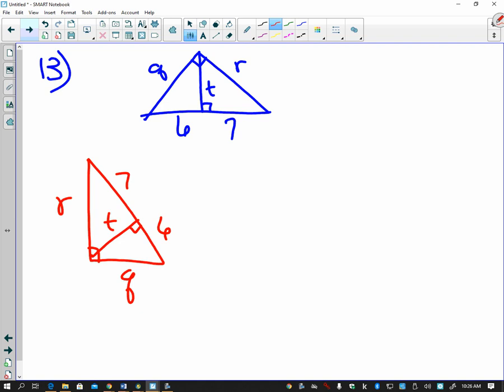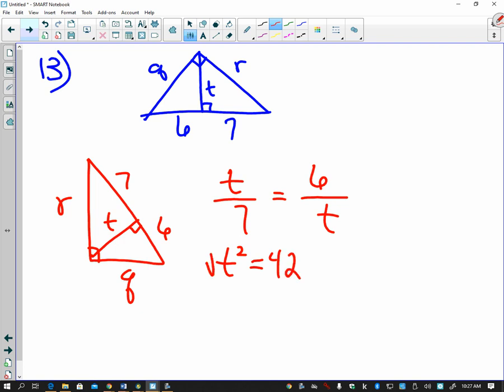Now there's, let's see. If I don't have this wrong, and we'll be able to see real quick, the altitude is the geometric mean between the parts of the hypotenuse. So I can write this up as this to solve for t. Okay, so I got t squared equals what, 42?